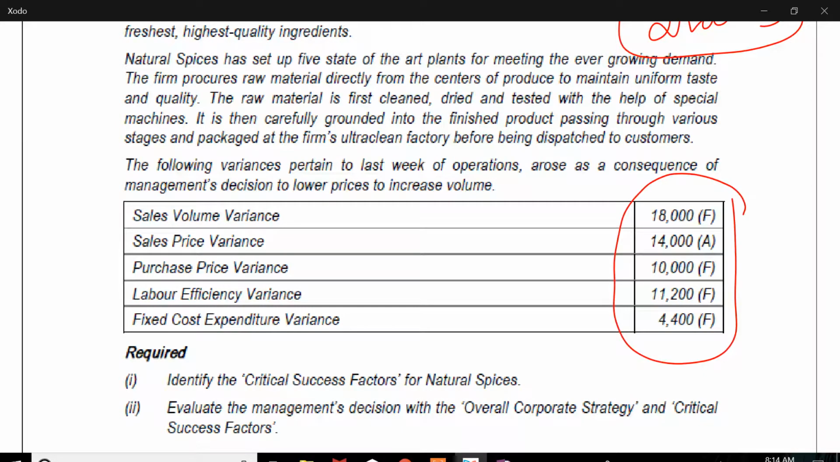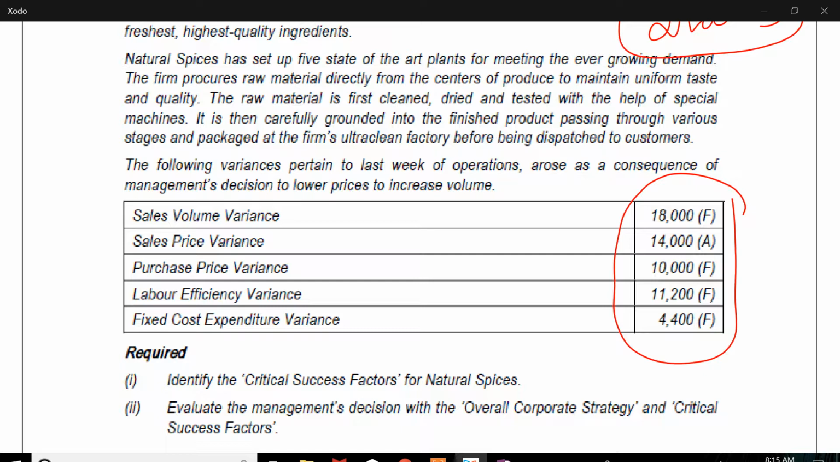They have purchased inferior quality raw material. Favorable price variance means you are paying a lower price. When you pay a lower price, there is a high probability that it could be inferior quality raw material. I'll have to keep focusing on the quality only. I'll have to somewhere link it to the quality.